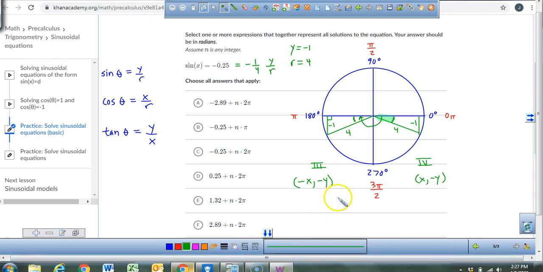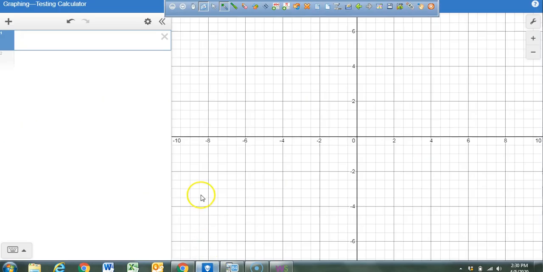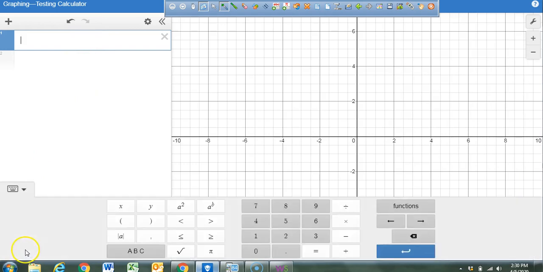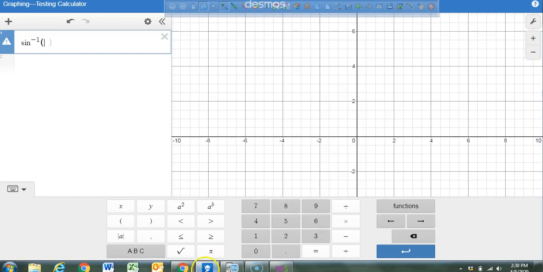So go and get your graphing calculator ready. This time we're actually going to use Desmos to type things in. All right, so I'm going to go to Desmos right here. First thing I'm going to do is change this to radians. Go over here, go to functions, type in the inverse of sine, and look back at my problem, which says -0.25. All right, and so there's my answer in radians.